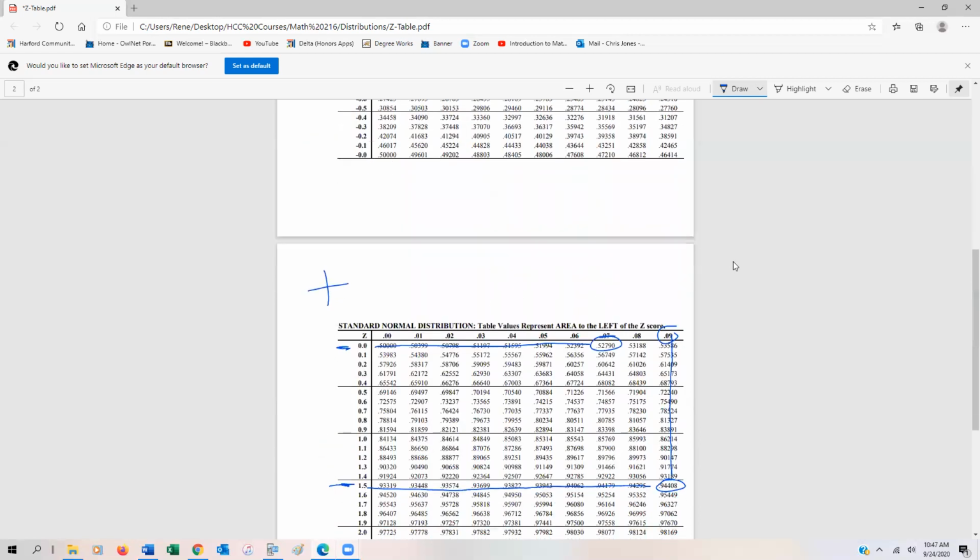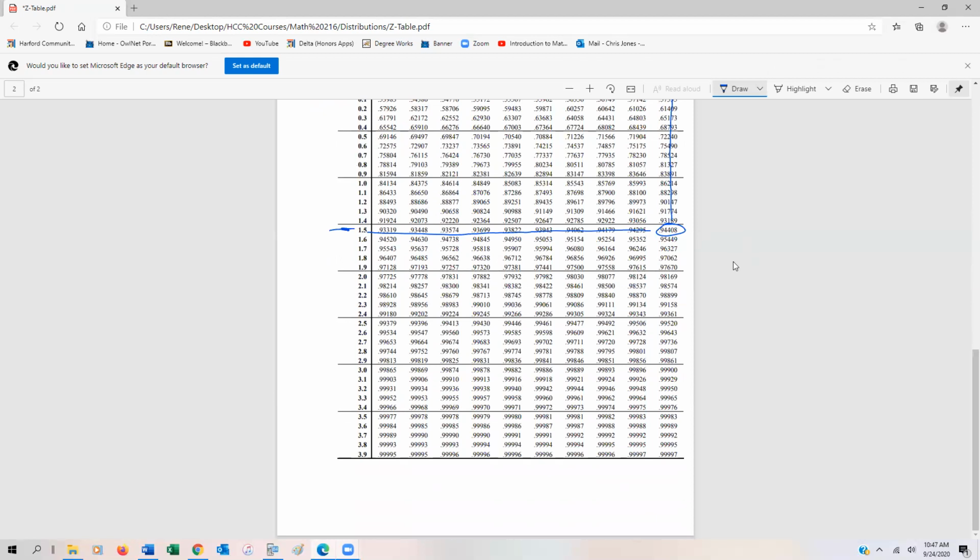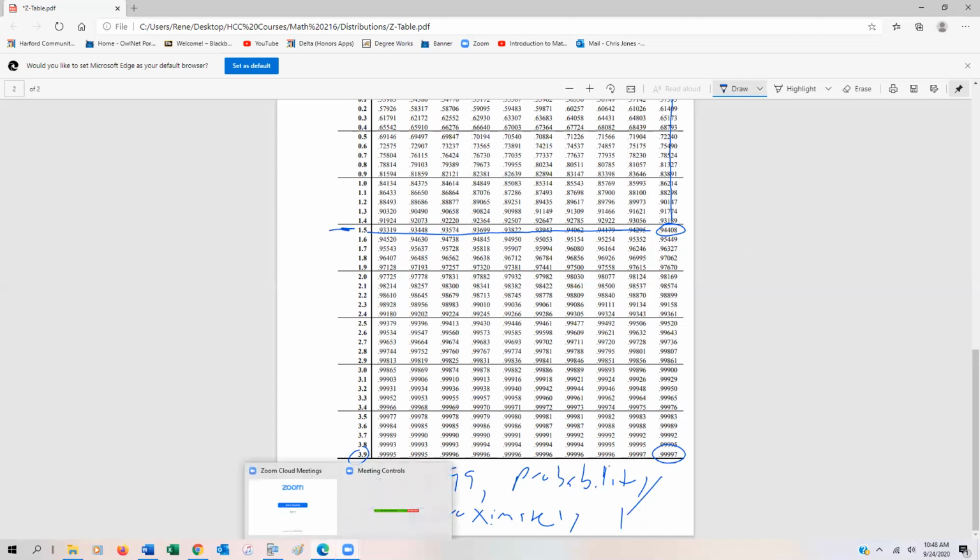Just as a note, if we go down here, notice that there's nothing bigger than 3.99. In the same vein, if z is greater than 3.99, the probability is approximately 1. So 0 if it's not on the chart on the negative side, 1 if it's not on the chart on the positive side. Hopefully that's not too difficult for you all to be able to compute.